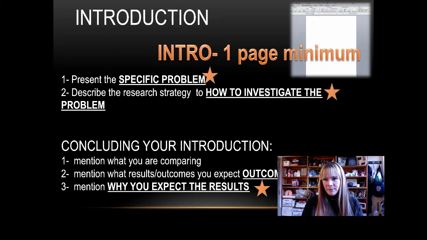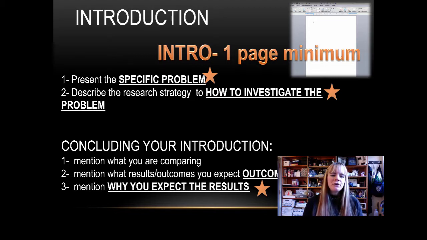It does have to be 1 page minimum, and you can see we have some more stars. So there's a couple stars here. You need to, in the introduction somewhere, type out what the specific problem is. So type out specific problem, and then I want you to list what the problem is. You're going to describe the research strategy, so how to investigate the problem. So you're going to type that out, how to investigate the problem, and then you're going to write how you investigated it, where you looked, where you're finding most of your literature.